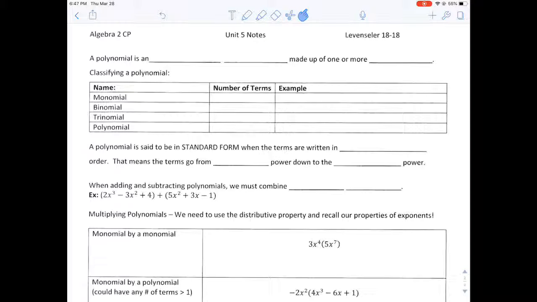So I've created this note sheet so you can fill this in with me as we go, so make sure you have one of these before we get started. And we're going to start with the definition of a polynomial, okay?